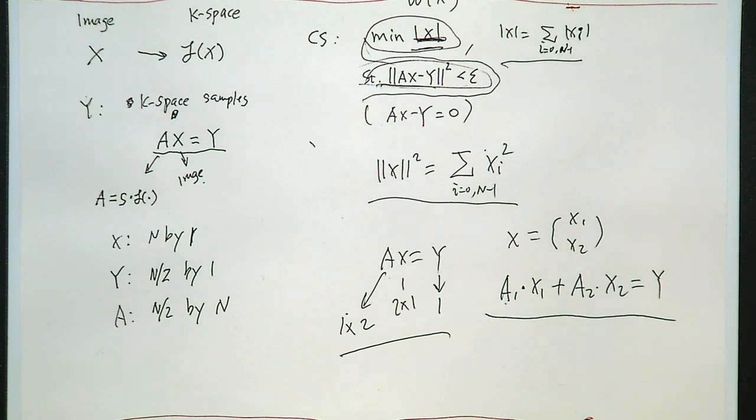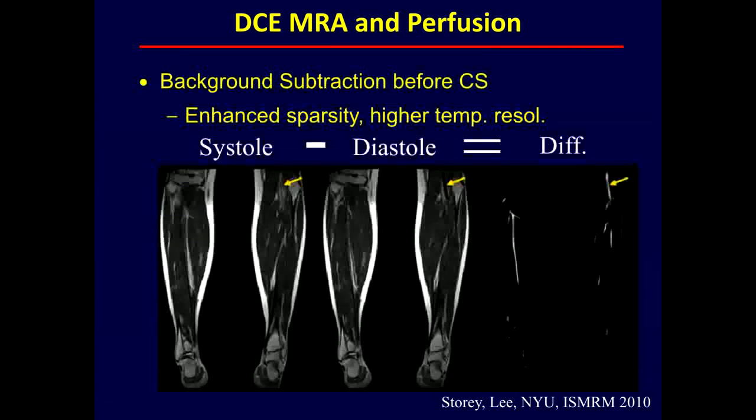And then some other examples, like background subtraction. This is another example, again for MR angiography, but looking at the blood vessels in the leg. It's the same example I showed before. If you do the subtraction of systole and diastole of a cardiac cycle, this is the image you get. You can see that in the entire field of view, maybe only 1% of the voxels have a value. So it's very sparse, and I think there's tremendous potential there.